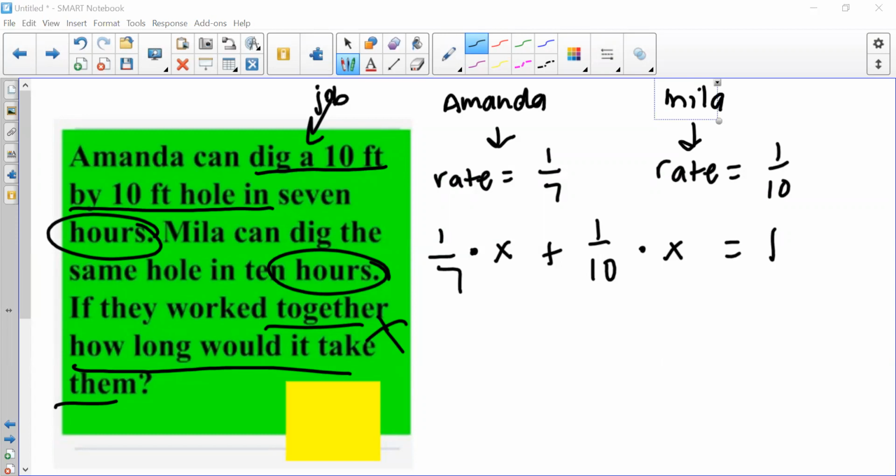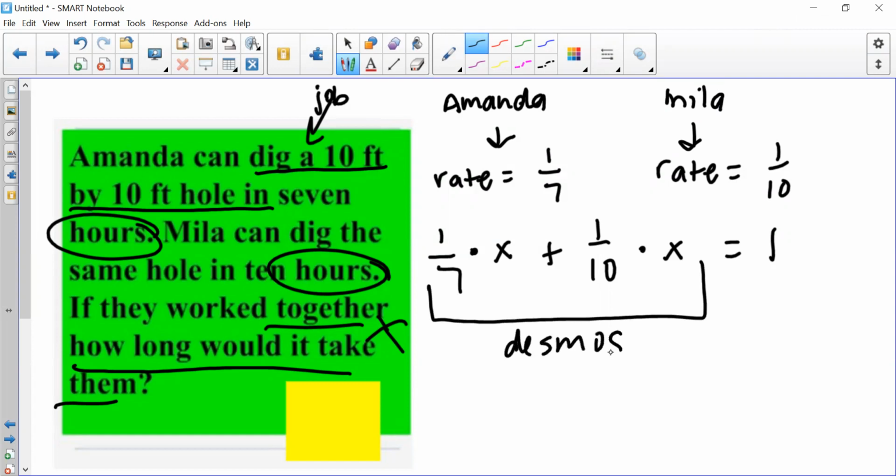I'm going to show you how to type these in Desmos. Okay, so what we're going to do is we're going to go to Desmos and we're going to type in, again, I'm just going to show you a different way to solve. In Desmos, we're going to type this portion in as one equation, and then we're going to type the 1 as its own equation in Desmos. Okay, so we're going to type two separate equations. You might have done this in Math 2 at some point last year.